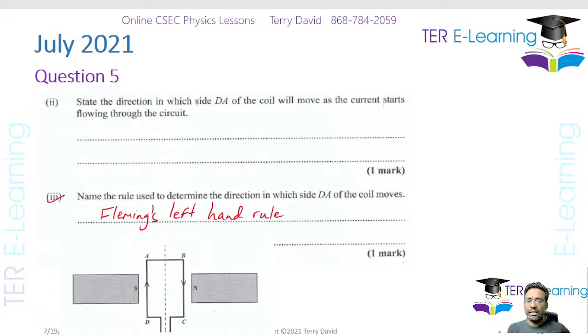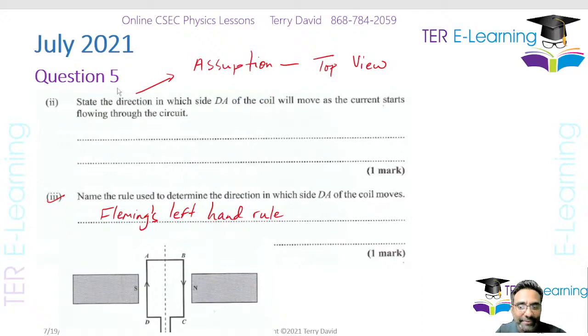Remember, like I said, I am assuming that the diagram they've drawn is a top view. So this is my assumption. What we're looking at is a top view. We're looking at it from the top. And if I use Fleming's left-hand rule and I use north to south, it means that dA is going to move upwards. That's assuming that I have a top view.